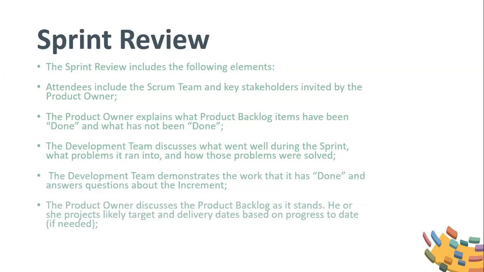The product owner discusses the product backlog as it stands. He or she projects likely target and delivery dates based on progress to date if needed. The entire group collaborates on what to do next so that the sprint review provides valuable input to subsequent sprint planning.